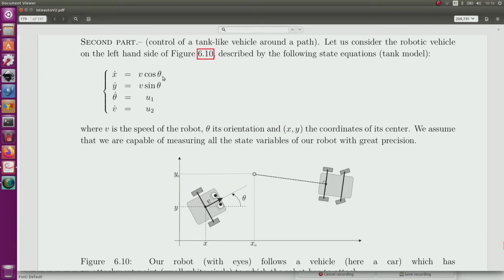In the second part of the exercise, I consider a tank-like vehicle described by this equation, corresponding to this vehicle in the picture, and we have to follow another car. So exactly, we have to be on a virtual point that is on the back of the front car. So we assume that we are able to get from the previous car the state variables, which are assumed to be known exactly.